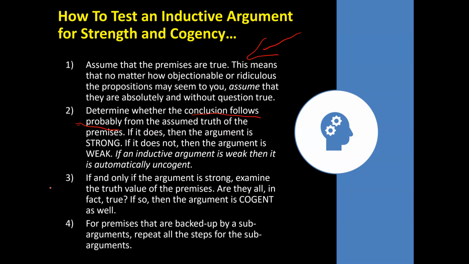If and only if the argument is strong, examine the truth value of the premises. Are they all, in fact, true? And if they are, then the argument is cogent as well. And then step 4 is for premises that are backed up by a sub-argument: repeat all those steps for the sub-arguments. But this is stuff that we'll talk about when the time is right and when we're actually doing this in papers.